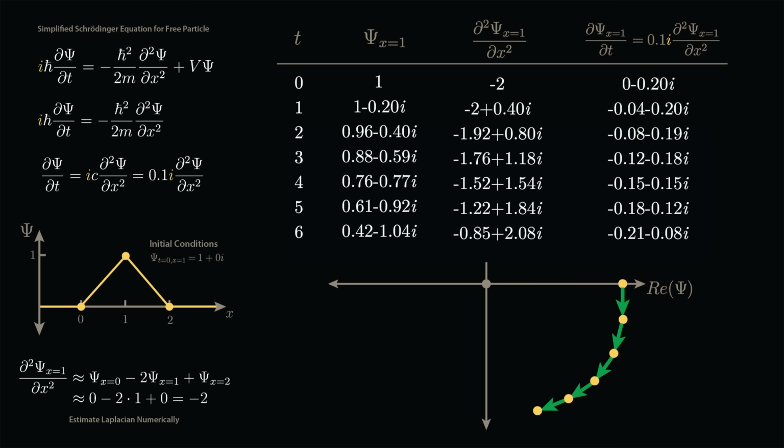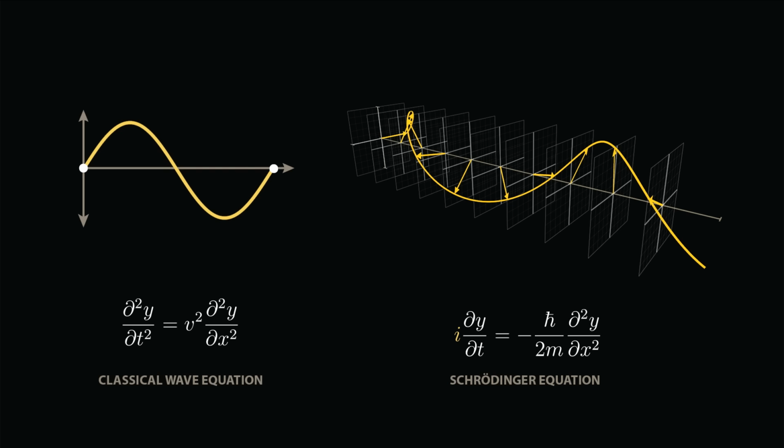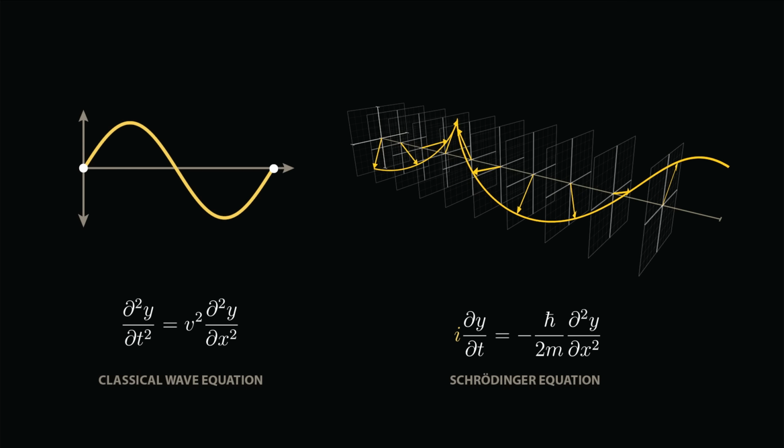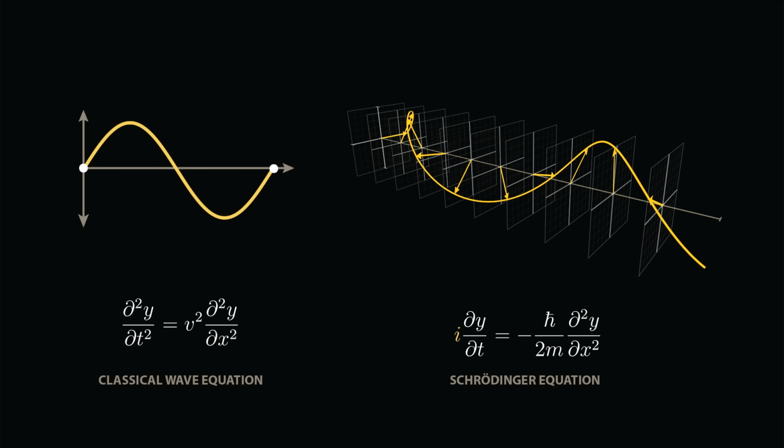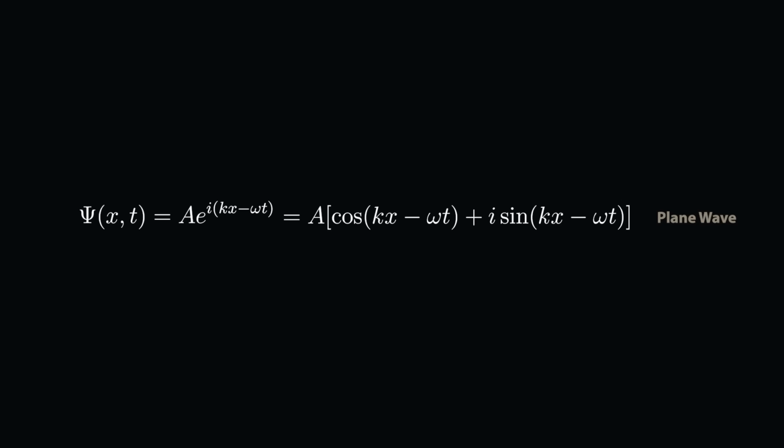After a few more steps, a clear trend emerges. Our spatial derivatives are pushing our wave function around the complex plane on a curved or circular path. In the classical wave function, we can think of the spatial curvature as pushing the wave up and down in time, while in Schrödinger's equation, the spatial curvature of the wave is pushing the complex wave function in circles around the complex plane.